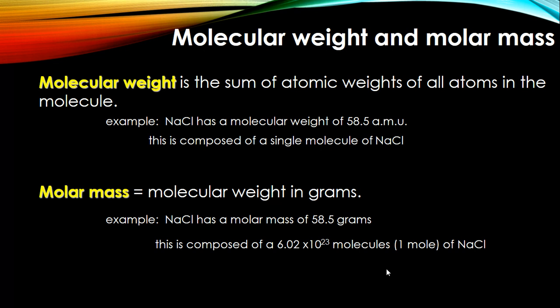So the example again, sodium chloride, it has a molar mass of 58.5 grams, and that's made up of 1 mole, or 6.02 times 10 to the 23rd molecules, but it's easier just to think about it as 1 mole of sodium chloride. So a lot of times you'll see this written actually 58.5 grams per, so a little slash, mole, and you'll see that example here in a moment.